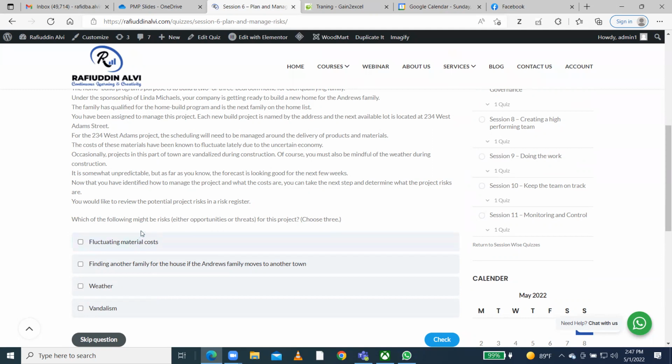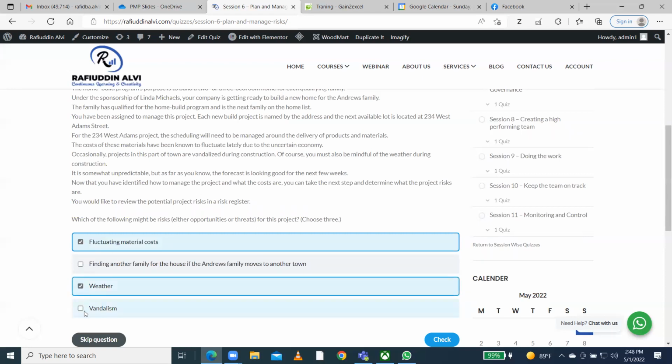Fluctuating, but yeah, weather and finding another family. This one or this one. Don't get confused. This one or this one. Vandalism. Yeah, 2 and 4 are almost similar. No, not similar. I would say confusing.